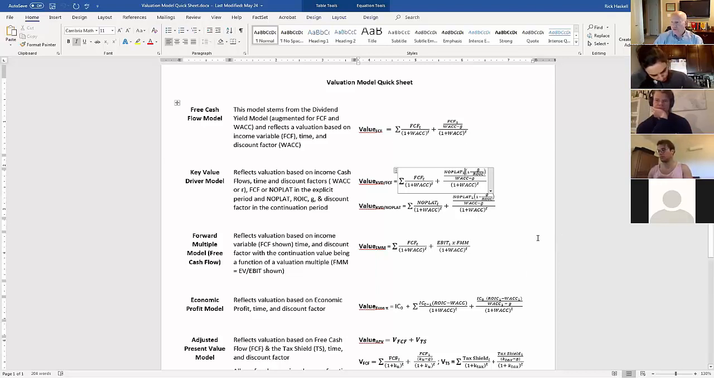So for us, as we look at the key value driver model, it will be exactly the way we've already seen it before. So we're going to take the sum of the free cash flows during the explicit period, and we'll take the sum of the discounted free cash flows, and we'll simply use the key value driver form of free cash flow during the continuation period. You've already done this a few times, so this one's not new to you at all, right?